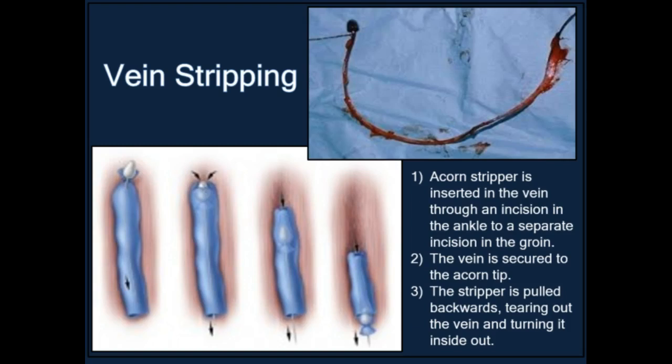For vein stripping, an acorn stripper is inserted in the vein through an incision in the ankle to a separate incision in the groin. The vein is secured to the acorn tip, and then the stripper is pulled backwards, tearing and frankly ripping out the vein and turning it inside out. For a vein stripping procedure, the parameters will be all the way from the toes to the groin.